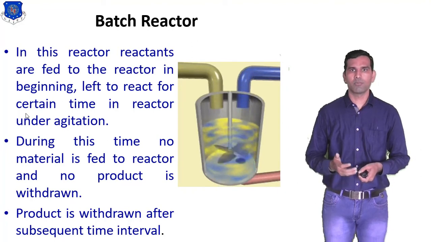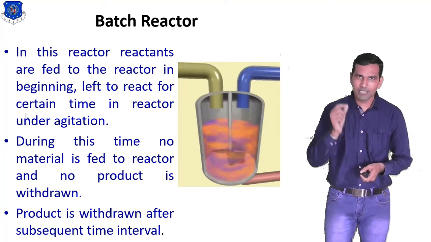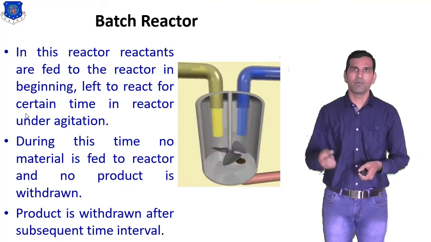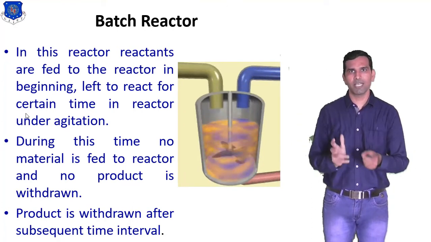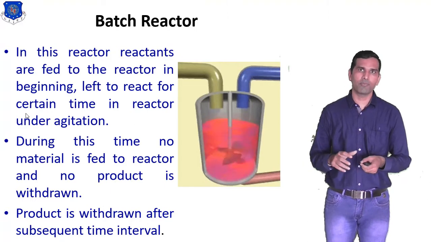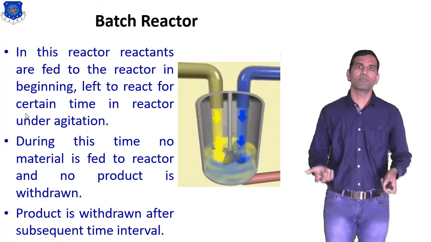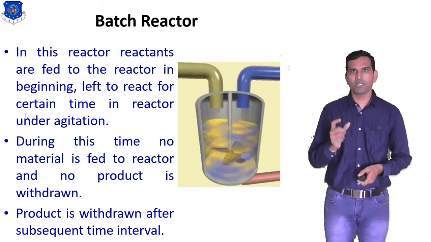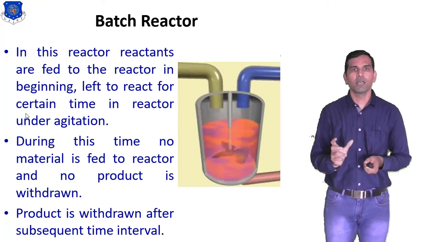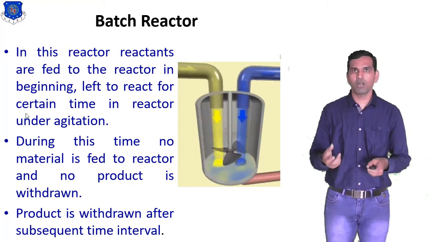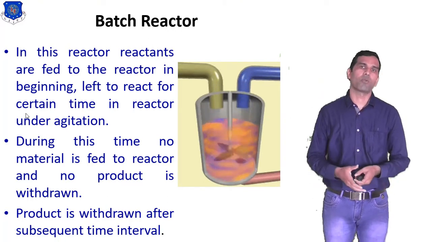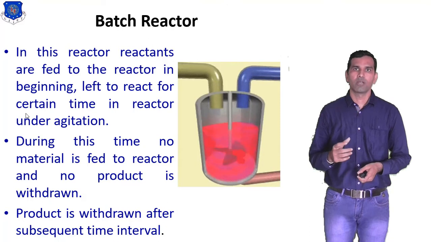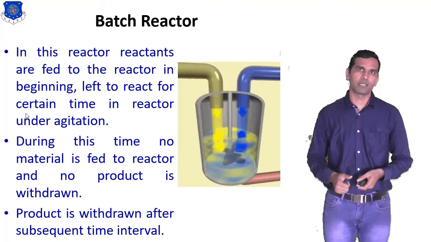So you can simply remember, in this reactor first we add the reactants, then we leave it for mixing, and after some time we get the product. But during this procedure, in the mixing period, we do not add any reactants, and we cannot withdraw the product. So this is the behavior of the batch reactor.